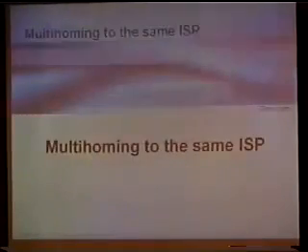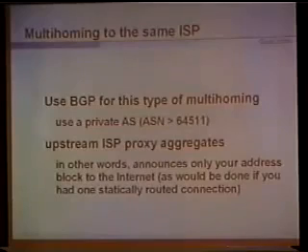Right, so now we're going to connect to the same ISP. We're going to use BGP for this type of multi-homing. We're going to use a private AS number. I mean, you won't get a public AS number if you go to the registries. At least you certainly won't get one from APNIC. And what happens is the upstream ISP will proxy aggregate. It doesn't really proxy aggregate anymore. The upstream ISP will announce your network to the internet just as though you were a statically connected customer. Okay?